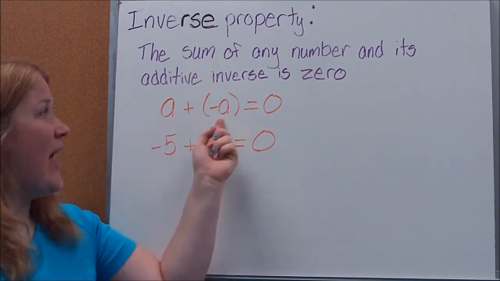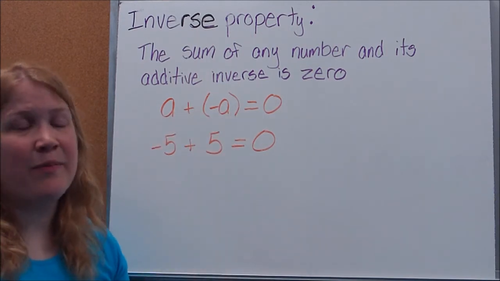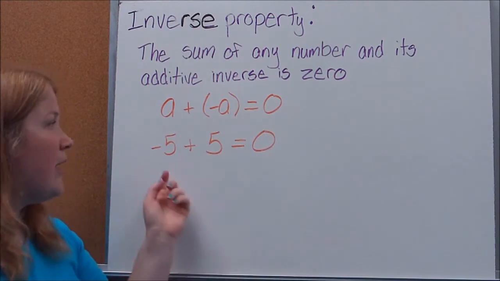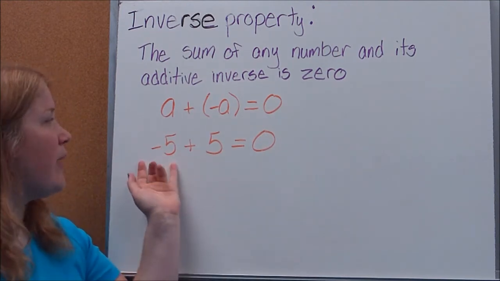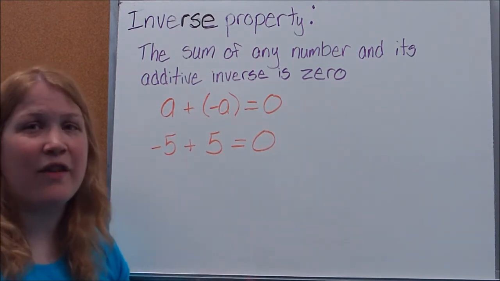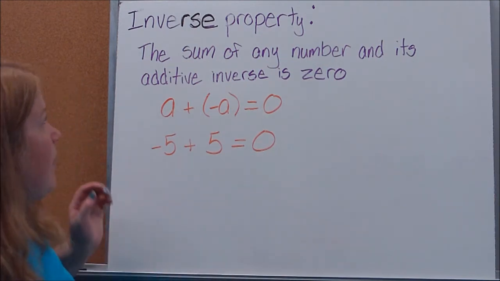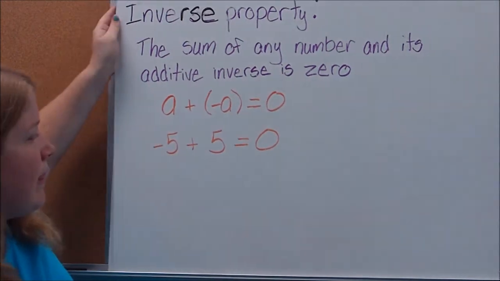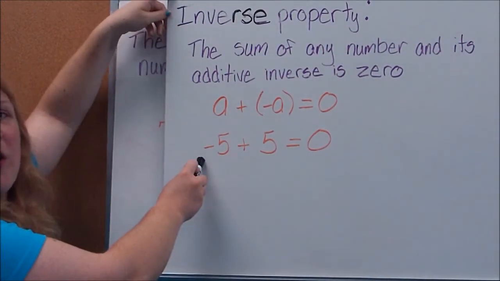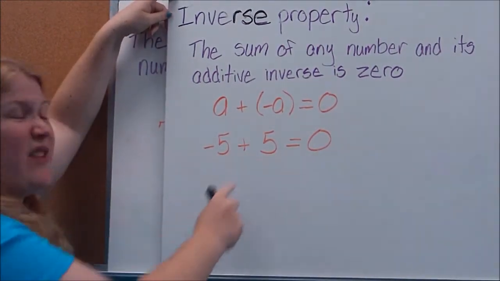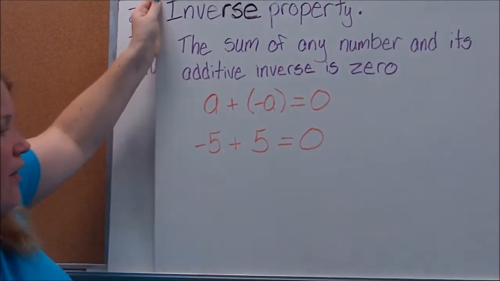So basically, if I have a and I give you negative a, that means I'm going to wind up with 0. If we look at this in a problem form, a negative 5 and a positive 5 are going to cancel each other out. They're going to leave me with 0. These are also sometimes called a 0 pair because it's the additive inverse of the number.